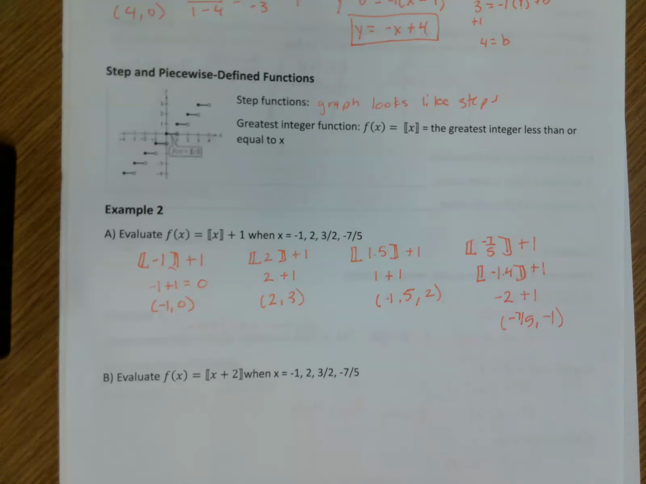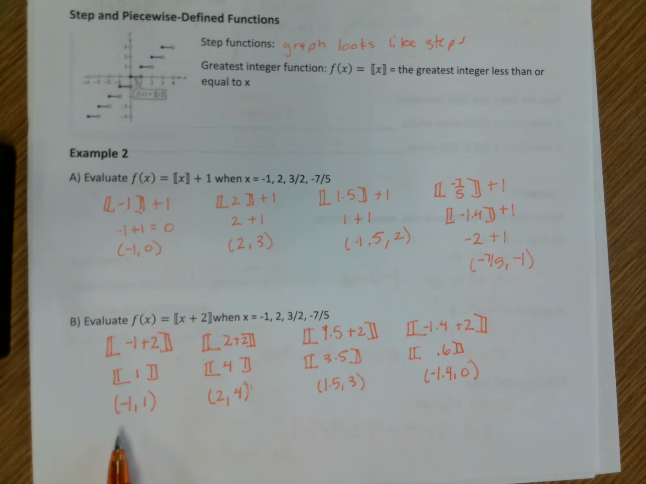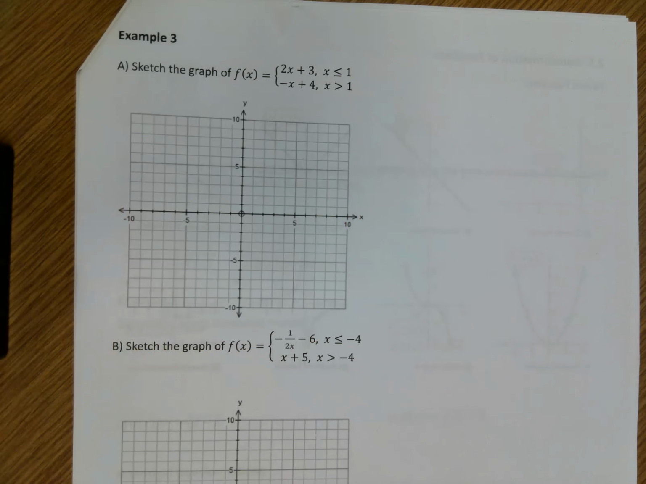Pause the video and try to do B by yourself. So you should have got -1, 1, 2, 4, 1.5, 3, because it's less than, again, less than 0.6 would be 0. And the last two are parent functions that are piecewise.